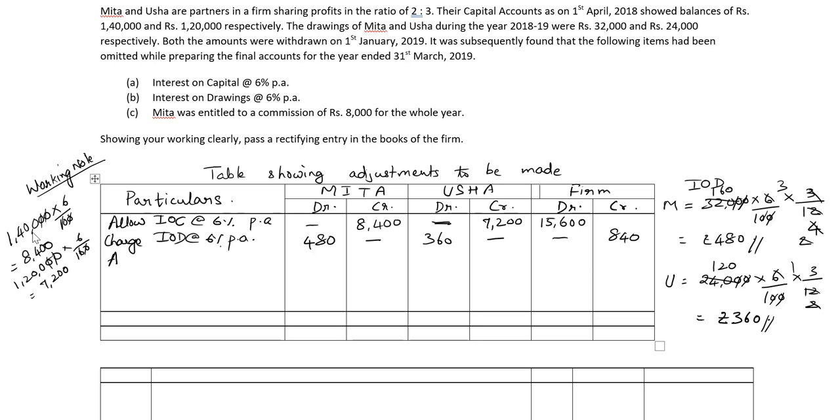Next, a loving commission to Meeta. For commission, we need to credit the partner. I'll credit Meeta with rupees 8,000. No commission for Usha, and the total against the firm debit 8,000.